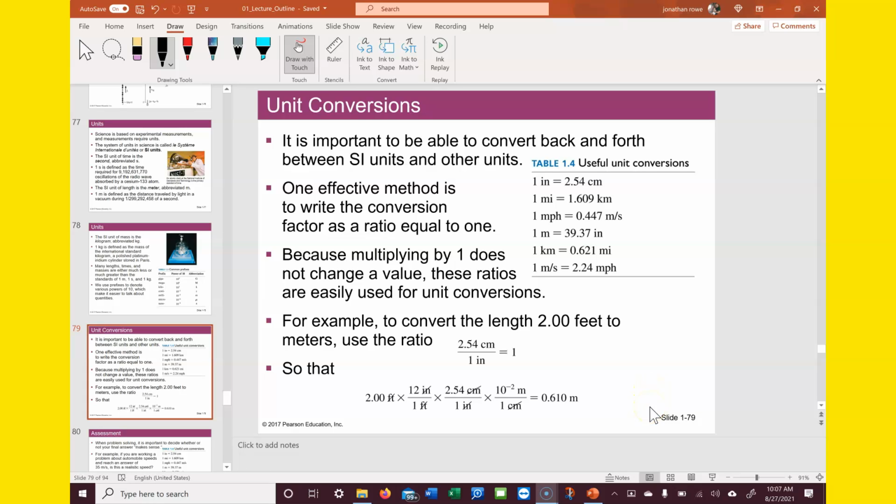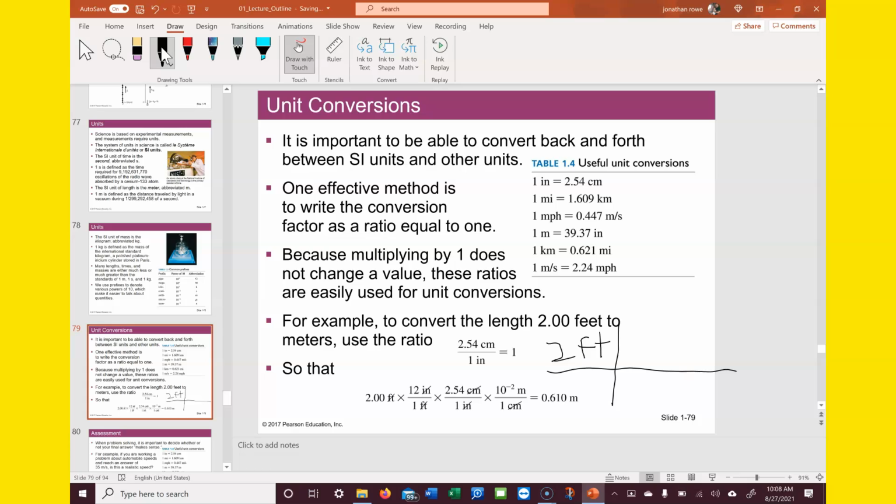What I usually do is something like this T-chart, which is effectively doing the same thing that this calculation down here is doing, but mine usually looks like this. I'm saying 2 feet. Okay. And then what am I trying to convert that to?